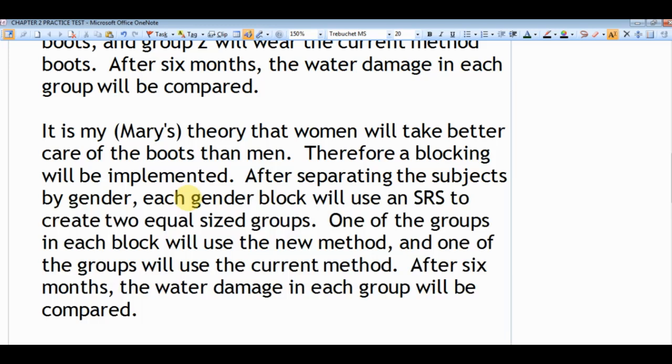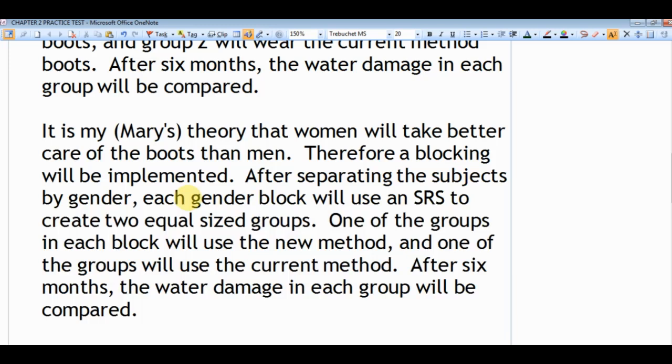Quick aside: you are not told how many men and how many women are in your study, so you can't say how big each block is going to be. You just need to make sure you say equal-sized groupings, and you should be covered. One of the groups in each block will use the new method, and the other will use the current method. After 6 months, the water damage in each group will be compared.